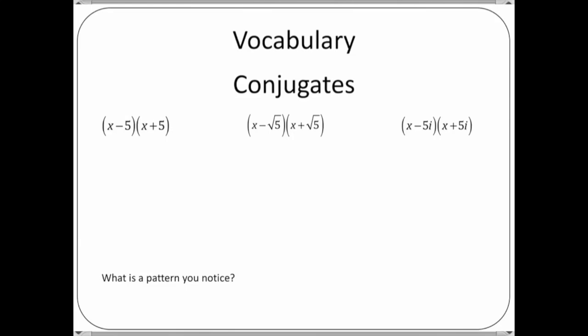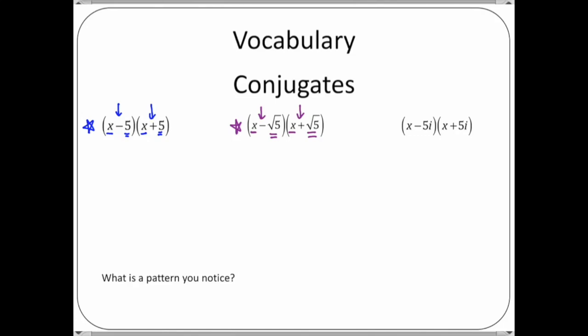The first thing that we're going to do is take a look at examples of conjugates, and basically what we're looking at is some patterns. So let's take a look at all three simultaneously. In this first one, notice that we have our x's, and we have our 5s that are the same, but we have a minus and a plus. The same goes for the second one: I have x's, a square root of 5 and a square root of 5, and a minus and a plus.